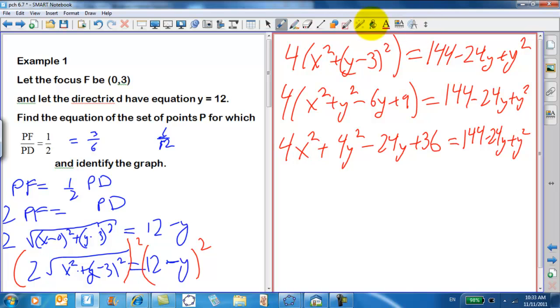You get some things canceling here. The minus 24y's cancel out, which does make it a much easier equation to simplify now, because you subtract a y squared from both sides. 4x squared plus 3y squared equals 108.